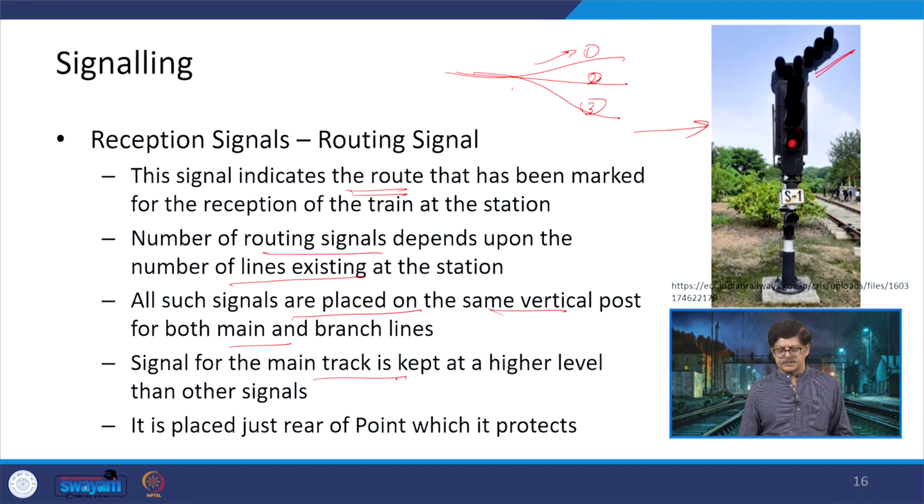The signal of the main track is kept at a higher level than other signals. It is placed at the rear of the point from where the lines are going to be set, because this is the point from where it is going to be set whether the train will move here or here or here. We have discussed all of these things when we talked about points and crossings and turnouts. So, at this location it is being provided. Just before that there is a routing of the things. Now, if the routing is in either this direction or this, this will keep moving, and it says now you are going to take a route on the left hand side.